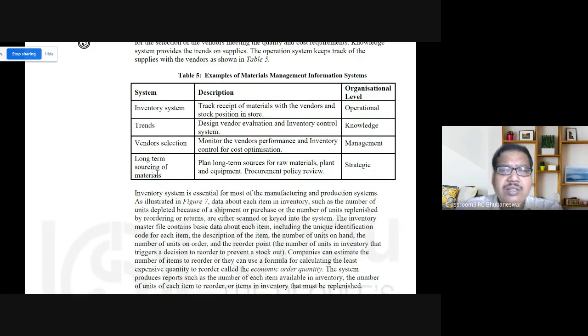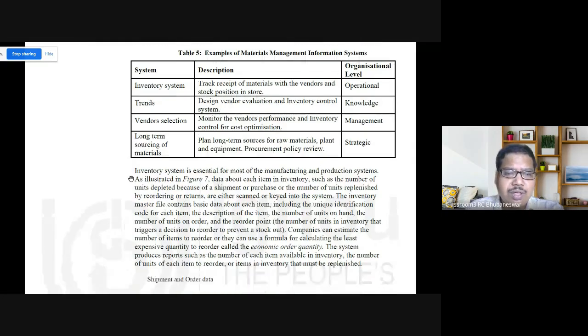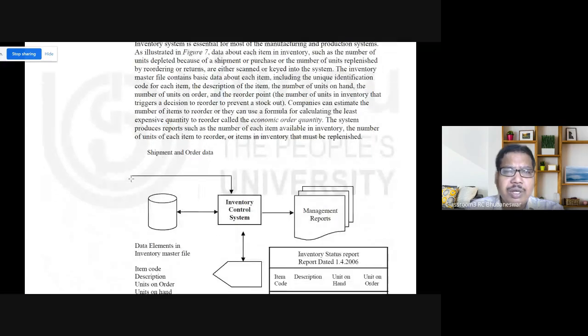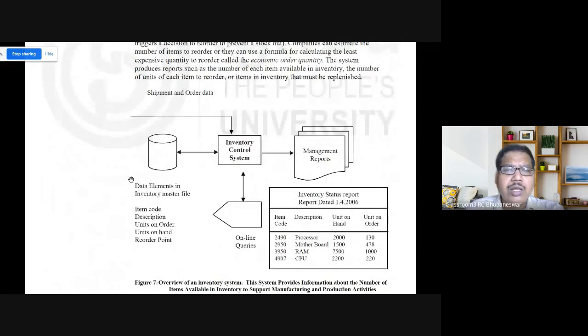So the inventory system must work with the operationals. Then trends go by the knowledge. Vendor selection is done by the top. Now, if you go for long-term sourcing, then we can think strategically whether they are profitable for you or not. So this is what, as per the requirement, we can do in the inventory.